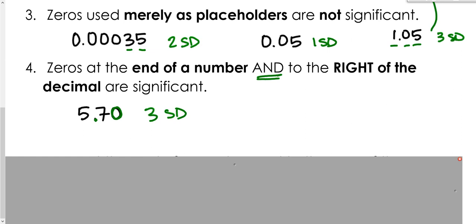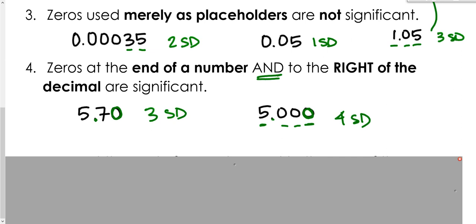Now you could have multiple zeros there. You could have 5.000. Now you've got zeros at the end, 0 at the end. Okay, this guy right here, and it's to the right of that decimal. So that is significant. And we know the 5 is. So based on rule number 2, that also makes these significant. So this would have 4 sig digs.